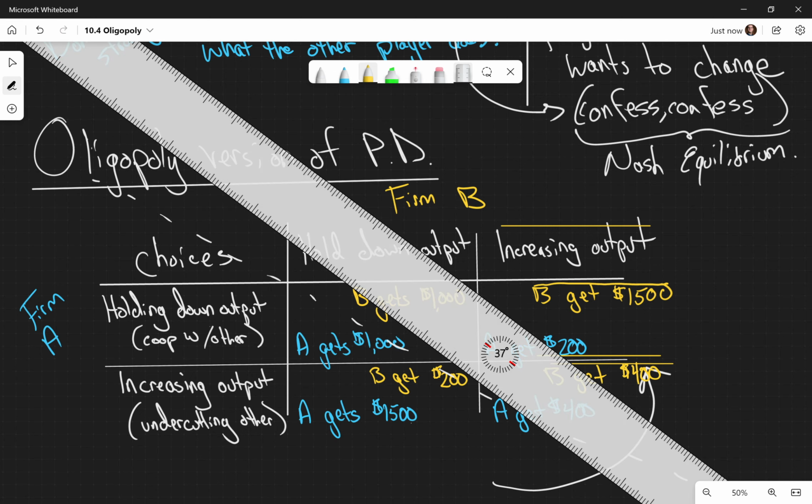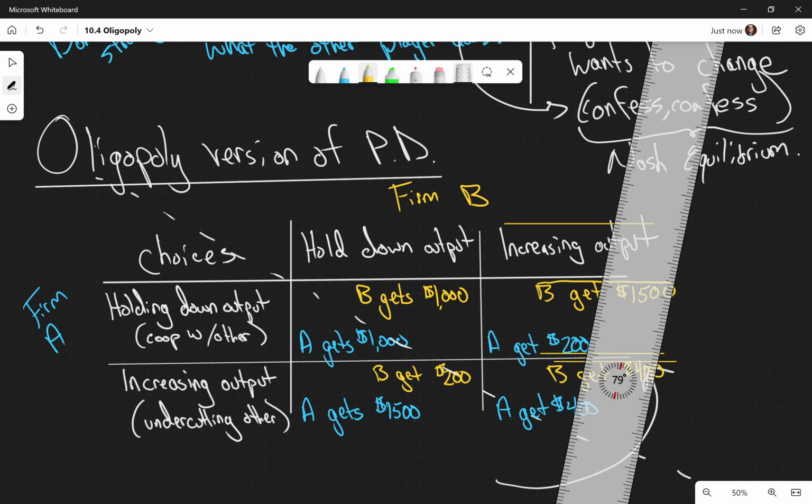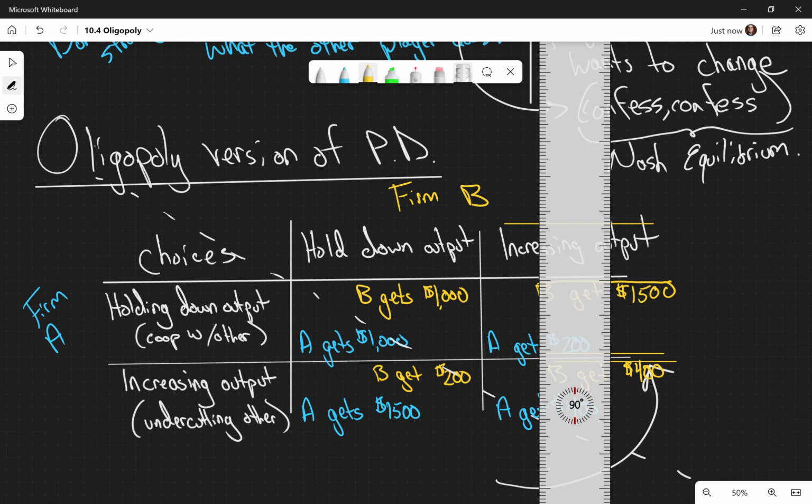And then similarly, if we want to analyze what's going on with firm A, we're going to cover up the increasing output option for firm B and say, okay, I'm in a world where firm B is holding down the output. I'm firm A. Do I want to hold down the output and cooperate and get 1,000, or do I want to increase the output, undercutting the other person and get that $1,500? This is money, so more money, not more problems, more money, better, right? We like money, so higher numbers, we're going to choose that option, right?